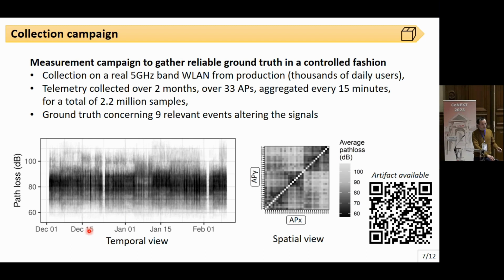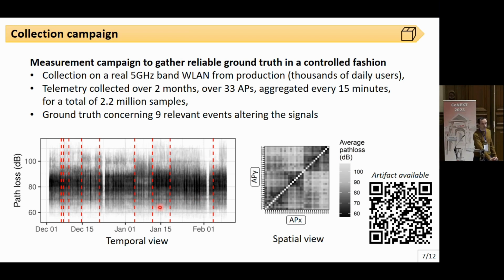So regarding the collection campaign, we performed a measurement campaign to gather reliable ground truth in a controlled fashion. To give more details, the collection has been done on a real 5 GHz band WLAN from production with thousands of daily users, where the telemetry has been collected over 2 months, over 33 access point pairs, and the data has been aggregated every 15 minutes. At the end, we got a total of 2.2 million samples. Additionally, we gathered a ground truth concerning non-relevant events altering the signals.